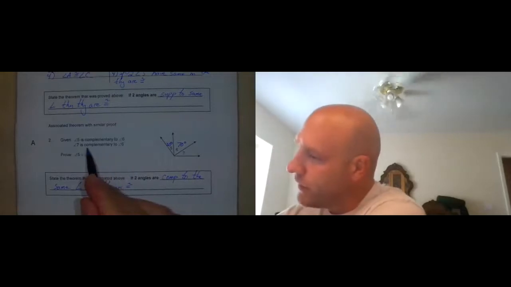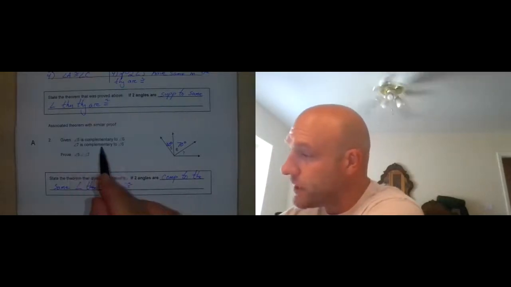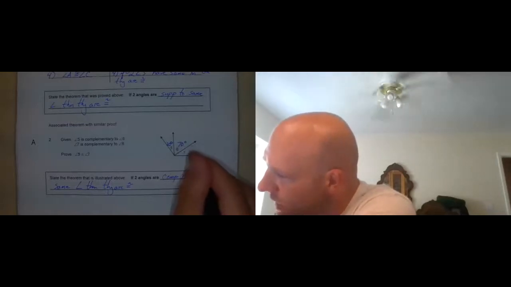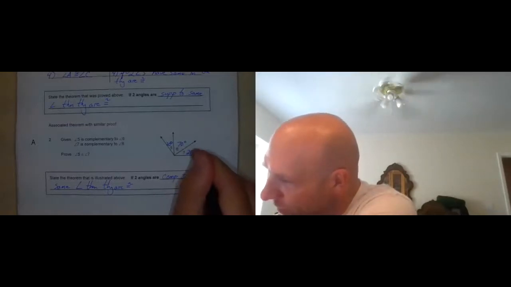And then I say, okay, well, look, angle 7 is complementary to angle 6. So what's complementary to 70? 20 degrees. And I look, oh my goodness, amazing. Those two angles have the same measure, and therefore they are congruent, angle 5 and angle 7.